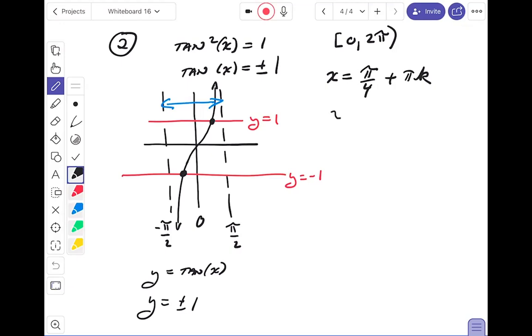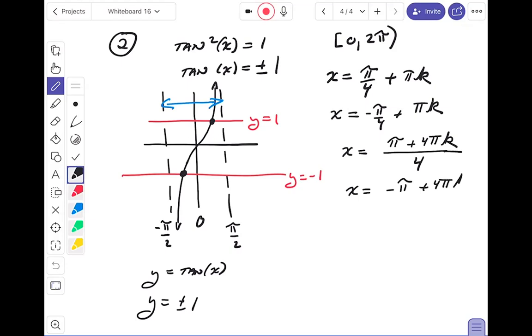Let's put the next one down. And that's going to be what? X equals, well, it's between minus pi and 0, and that's going to be minus pi over 4. It also repeats itself on a cycle length of pi. All right, I'm going to write these down now. When I'm doing these things, I want to get the common denominator because it makes it easier for me to do. And what's that going to be? Pi over 4 plus 4 pi k over 4. What's the other one going to be? X equals minus pi over 4 plus 4 pi k over 4.